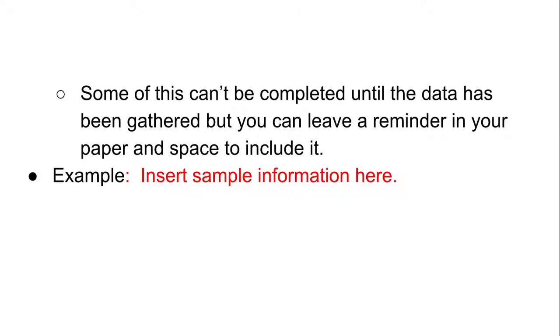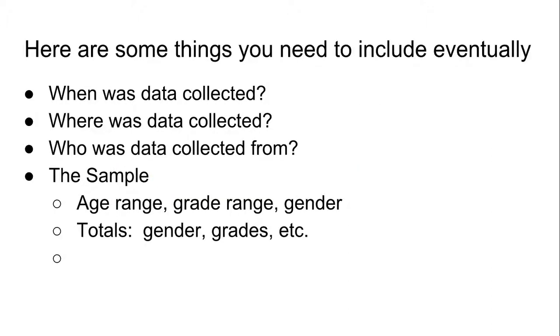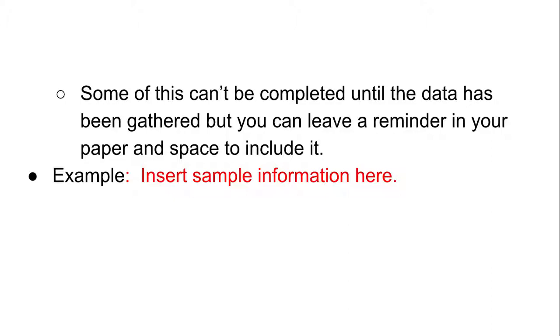Some of this can't be completed at this point, right? Some of this stuff cannot be completed yet because we haven't done it, but you still will need to include it eventually in the paper. So if you're writing your paper, I would write something in red, like I have here, as a reminder that you need to insert sample information here at another time. So like you already have at least your rough draft done of your introduction. You have your rough draft of your article review. You have your hypothesis. Now you'll have your research design. But again, it won't be complete.